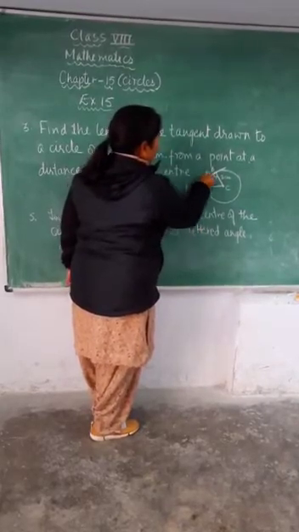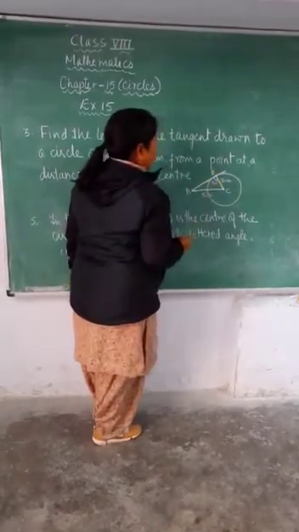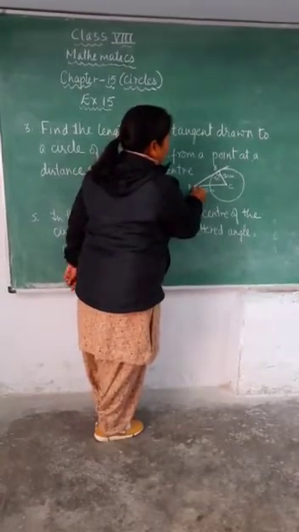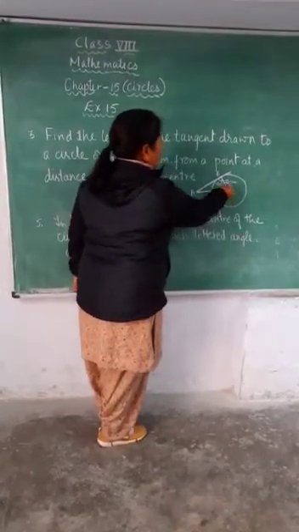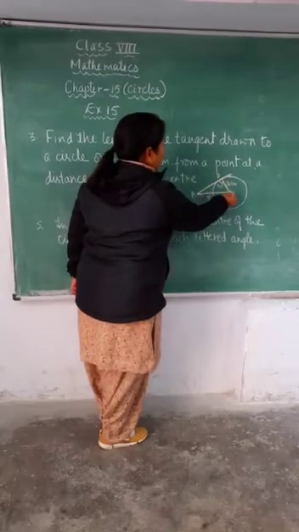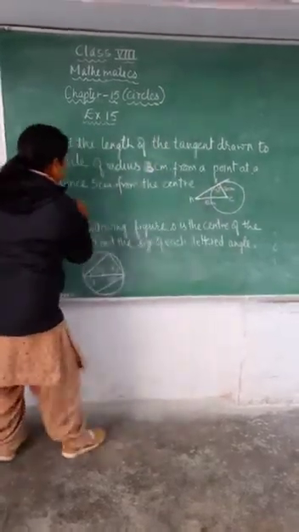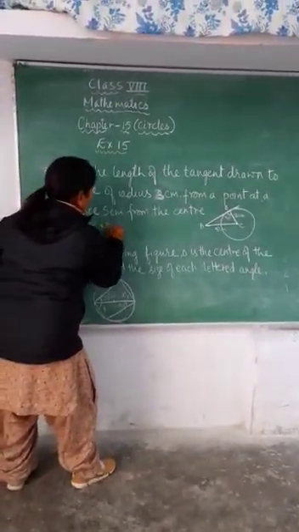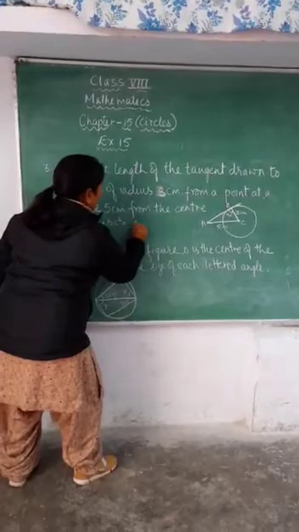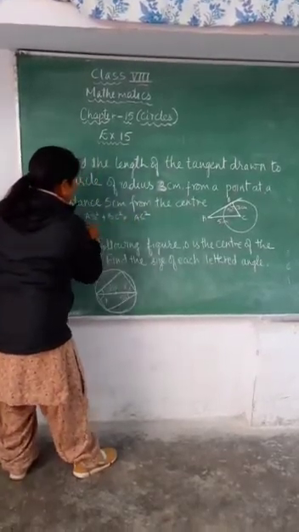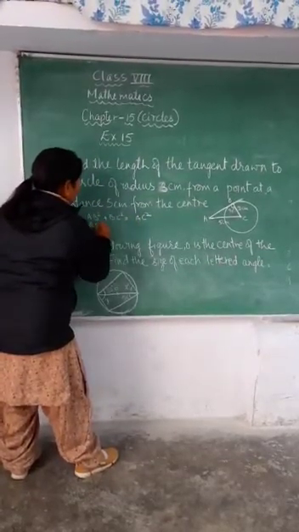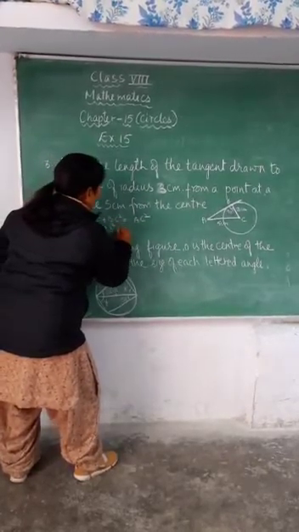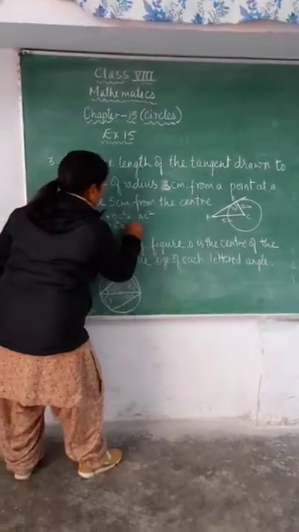So triangle ABC is a right angle triangle, and through the Pythagoras theorem we know that the square of the hypotenuse is equal to the sum of the squares of the other two sides. It means AB square plus BC square is equal to AC square. So AB we have to find out. BC is given, the radius of the circle is 3. So it is 3 square equals 5 square.